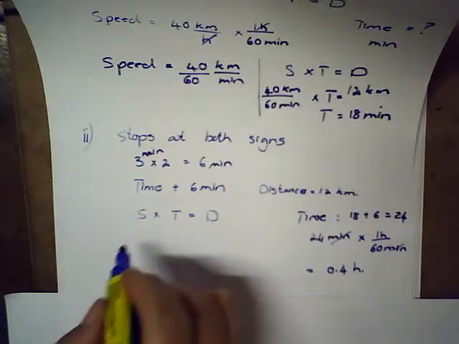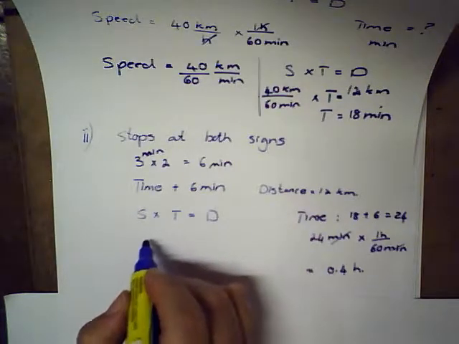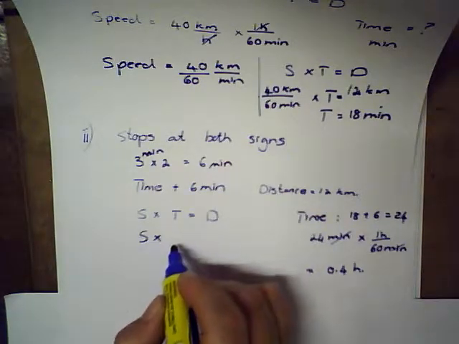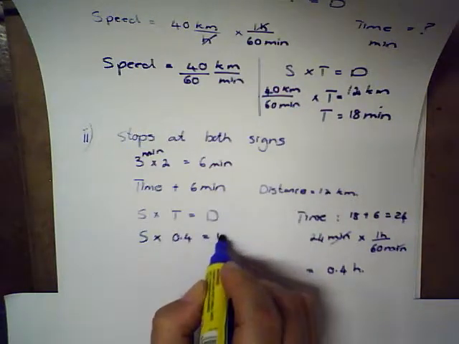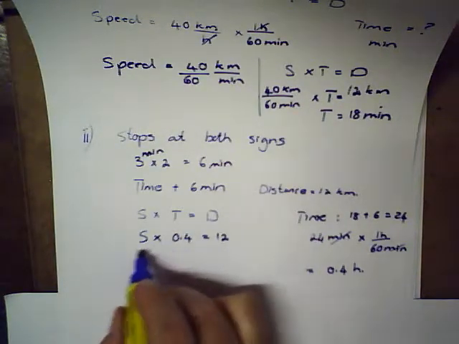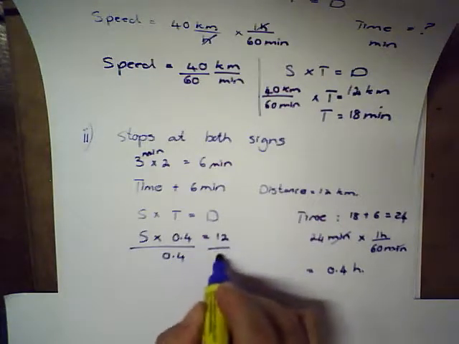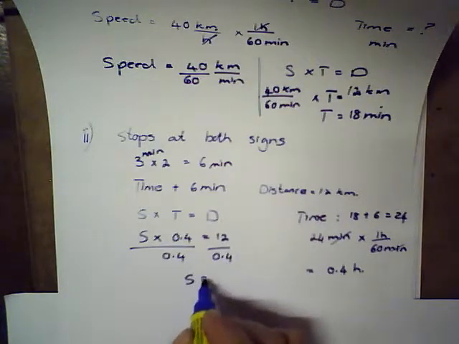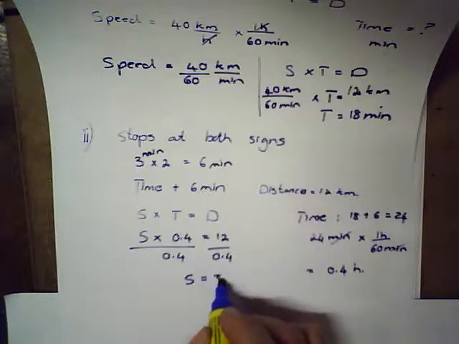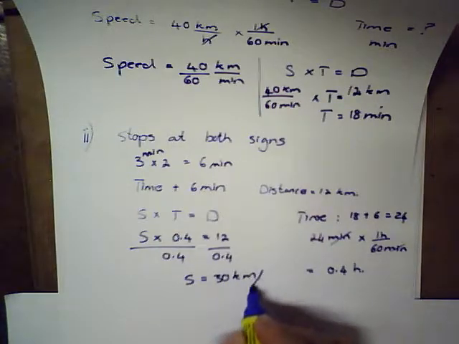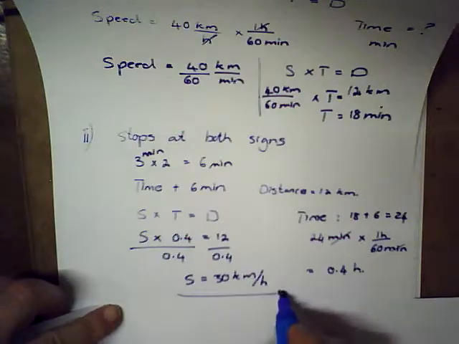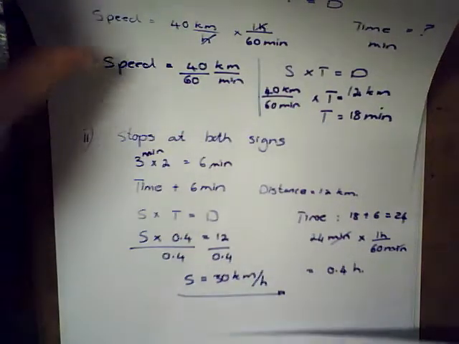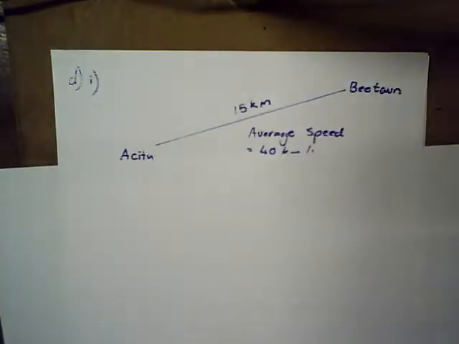Okay, now we can do that. Speed, we don't know what the speed is. We do know what the hours are. So it's 0.4 hours equals this distance of 12. I divide on both sides by 0.4. That would give me speed equals 30 kilometers per hour. And that would be my answer. Good. Let's go on to the next question.